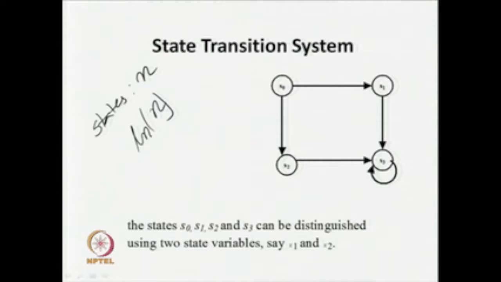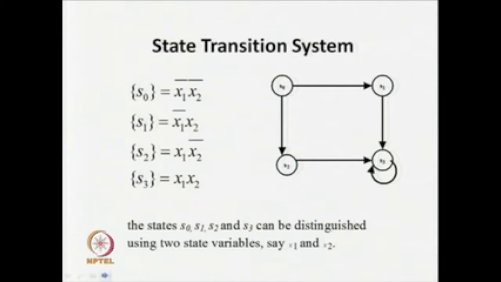Since we have 4 states over here, we need at least 2 state variables, and we represent these state variables as x1 and x2. With these state variables, we can represent the 4 states, because we have 4 different combinations: 0 0, 0 1, 1 0 and 1 1. With these 4 unique combinations, we can represent the 4 states. Now, with the help of these state variables, the state S0 will be represented by x1 bar, x2 bar. That means when both are 0 0, we represent the state S0.